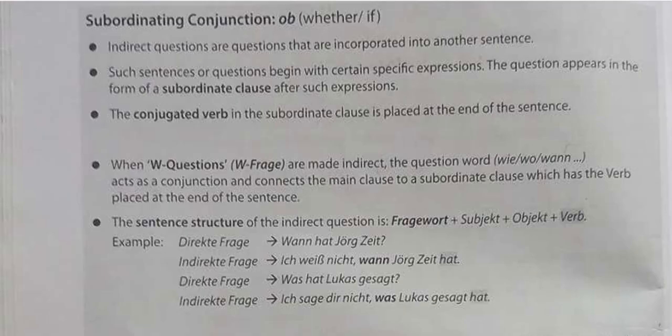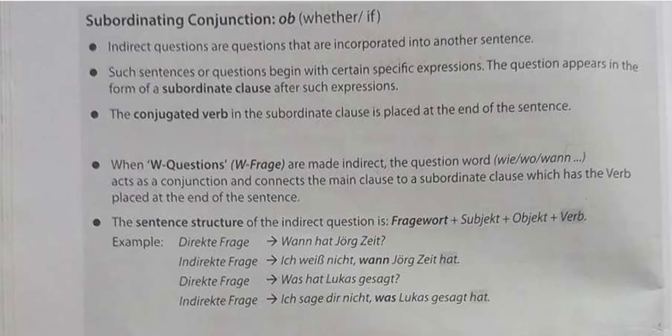Such sentences or questions begin with certain specific expressions like I don't know, do you know. I want to ask you that is not really for this one. It would be used for another conjunction, that is dass. So the question appears in the form of a subordinate clause after such expressions. The conjugated verb in the subordinate clause is placed at the end of the sentence.